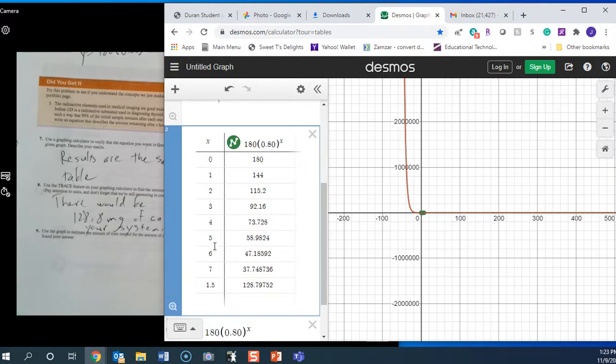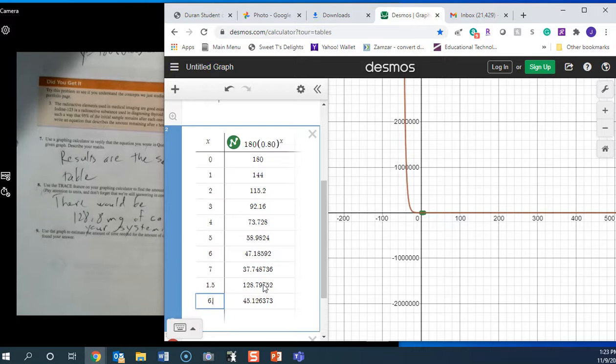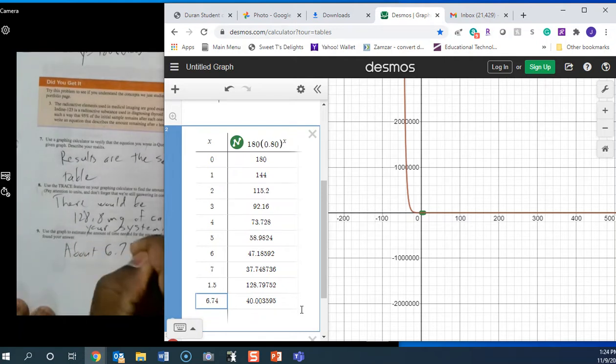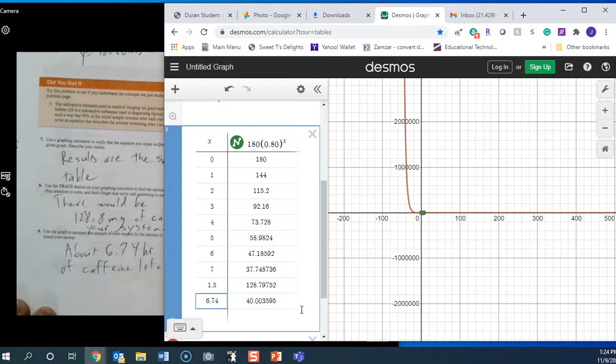So what we could do is this. We know between 6 and 7 is too high here. So we could just type in some values. Like let's just do 6.25, 6.5, 6.6, 6.7, 6.8. Okay, 6.8 takes us down. So it'd be about what, 6.75, 74? Yeah, about 6.74. So we could say about 6.74 hours will yield 40 milligrams of caffeine left in your system.